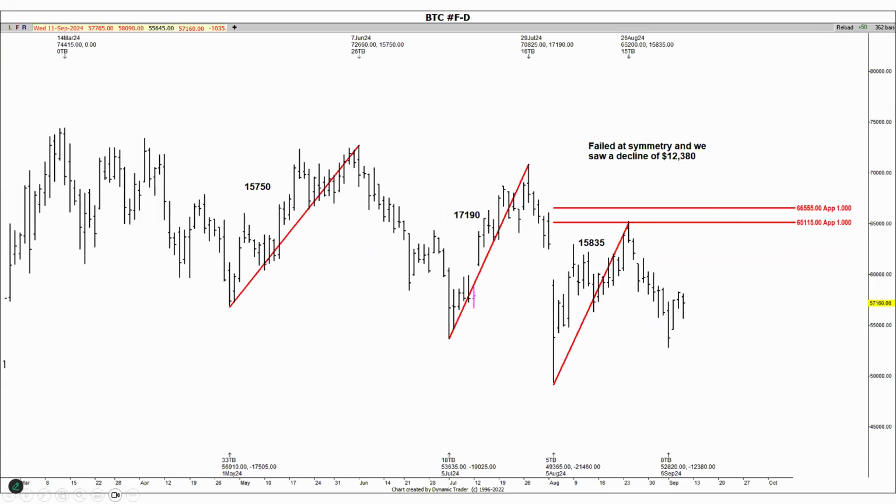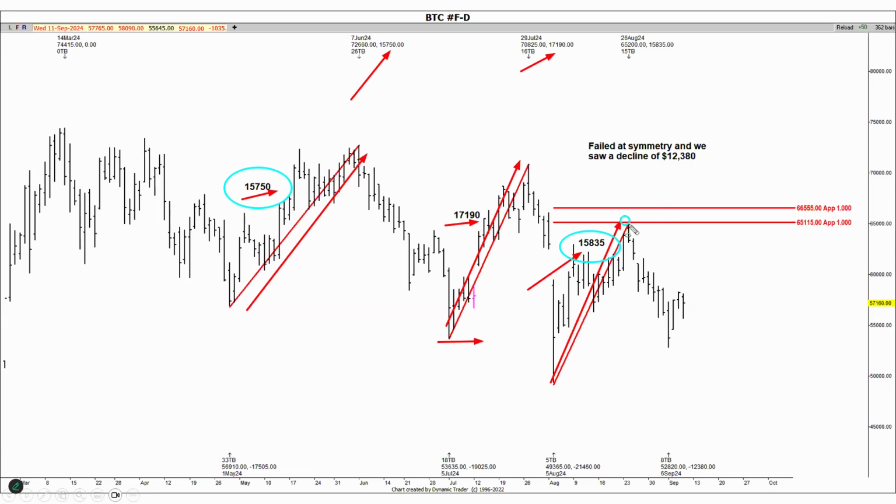Now here, what we had was a prior low to high swing that was 157.50. You can see up here. And we had another low to high swing that was 171.90. And then we also had a low to high here that ended up being 158.35. Well, you can see that there's a similarity with this swing and this swing. The projections came in at 65.115 and then 66.555.